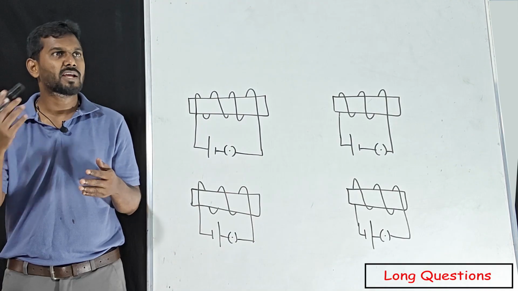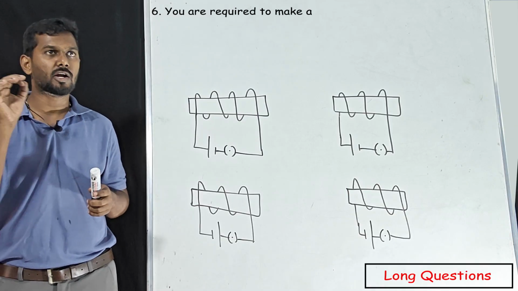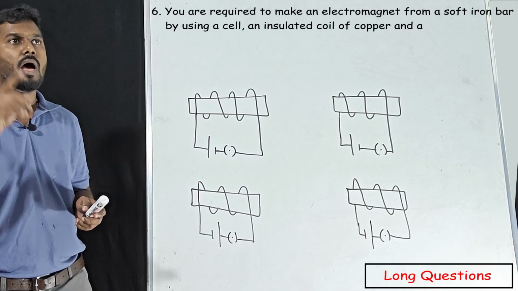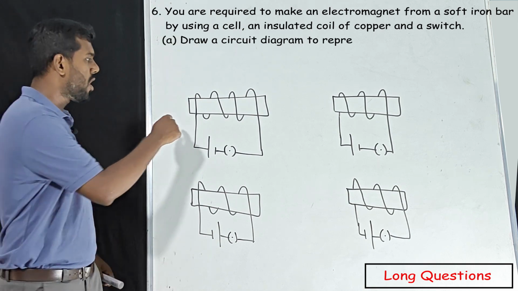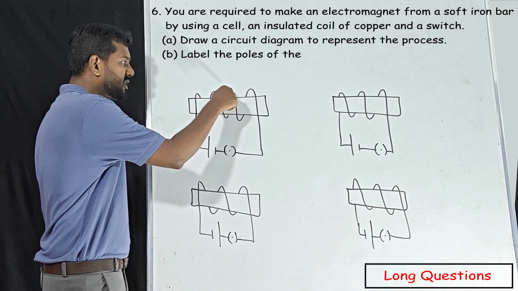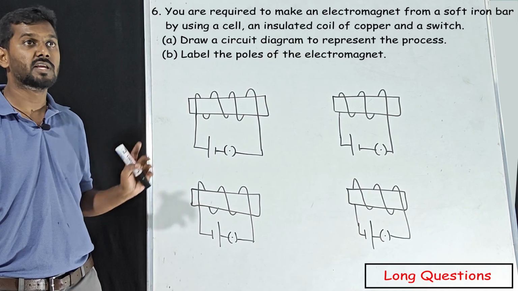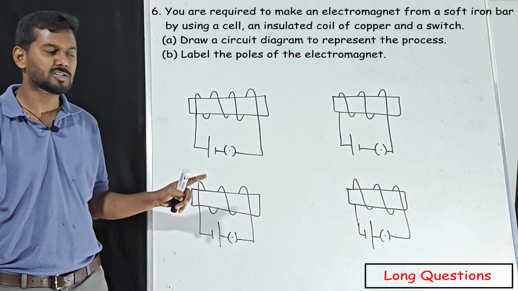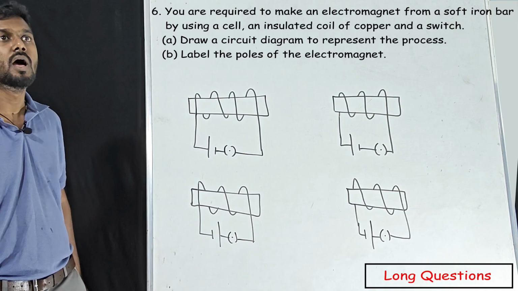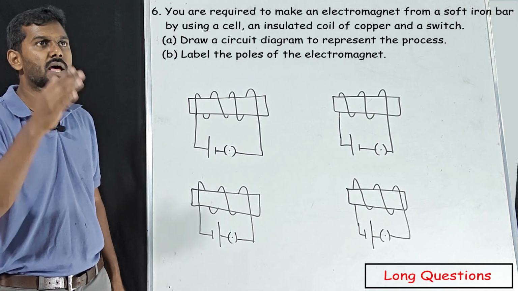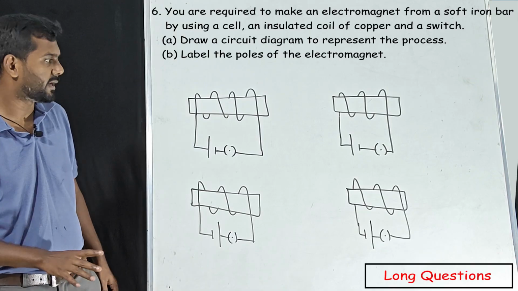That's it. Our next question: you are required to make an electromagnet from a soft iron bar using a cell, an insulated coil of copper, and a switch. See, these are the coils, insulated coil of copper. A rheostat is not specified, so no need to include a rheostat. Draw a circuit diagram to present the process and label the poles of the electromagnet.